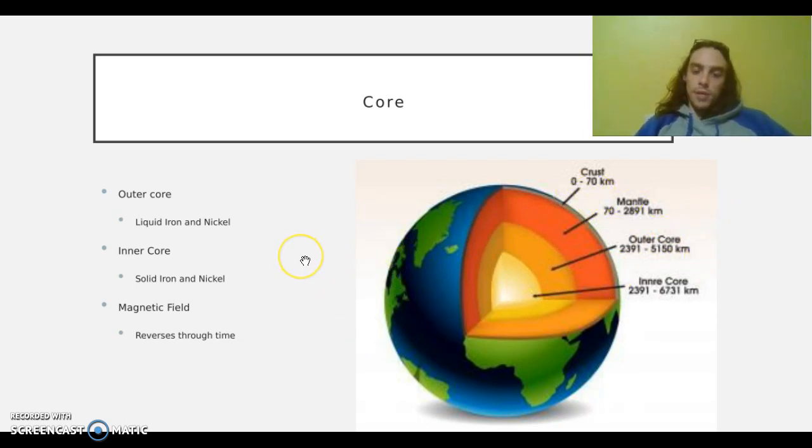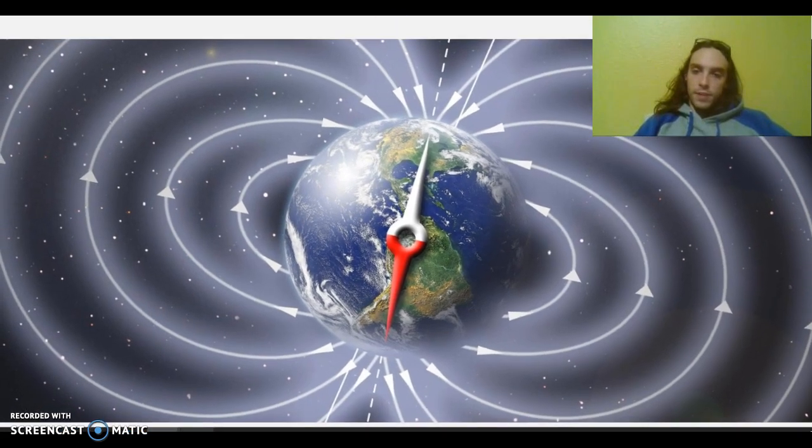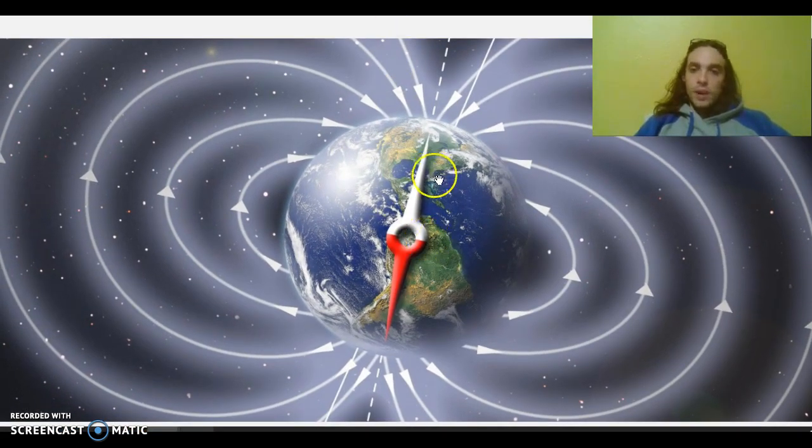So here's just a little graphic about the magnetic field. Right here, these are the poles, so north and south pole here. The magnetization is going to be very, very high at both of these poles, and it's going to create this little cyclical field of magnetization. And this actually helps with a lot of things like radiation and stuff. So it's pretty interesting.